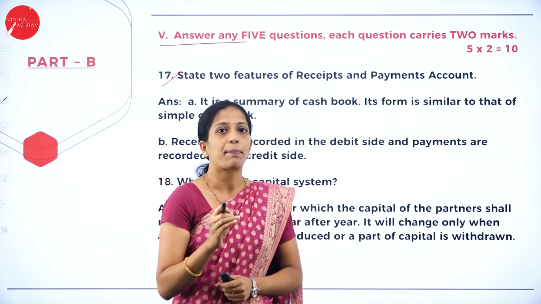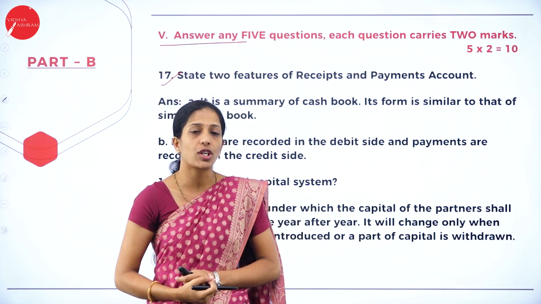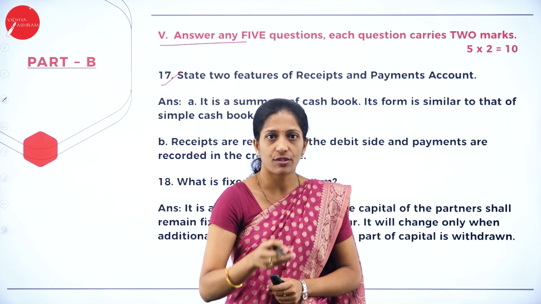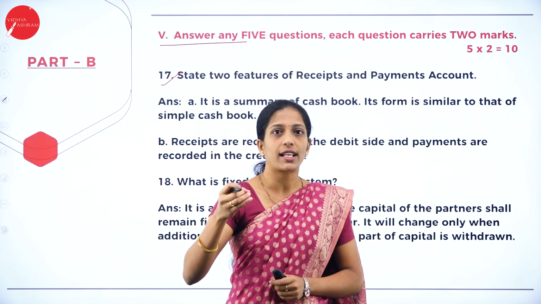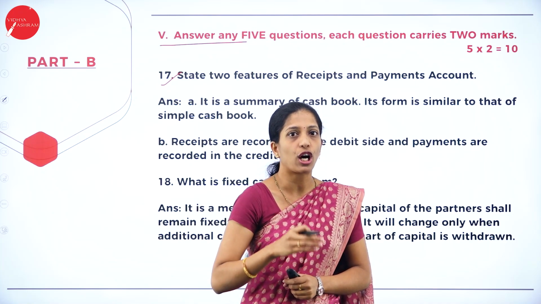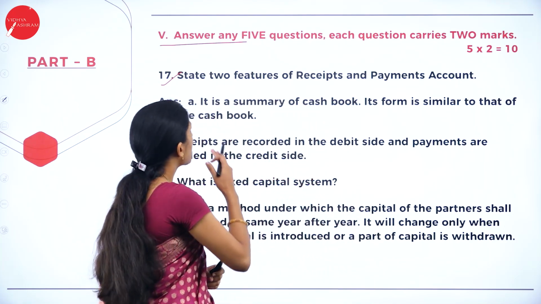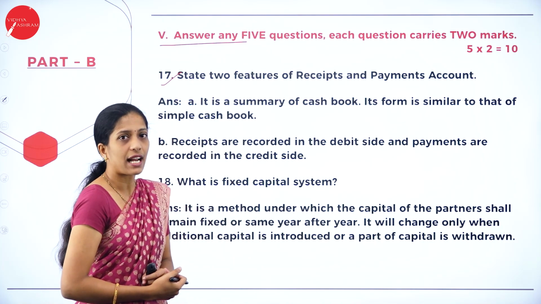So in your first chapter, that is not-for-profit organization, you have to go through the meaning of receipt and payment account, its features, income and expenditure account and its features. Normally they'll ask for 2 marks. So in this paper they have asked, state any 2 features of receipt and payment account.